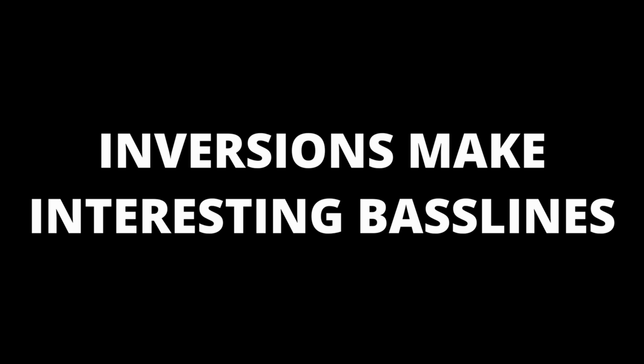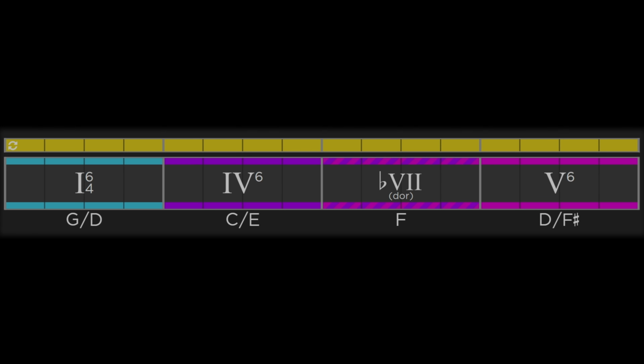you can use major and minor chord inversions to help you to create interesting bass lines. The flat 7 chord gives you an additional option when thinking about bass lines. For example, here is a rising bass line using flat 7.